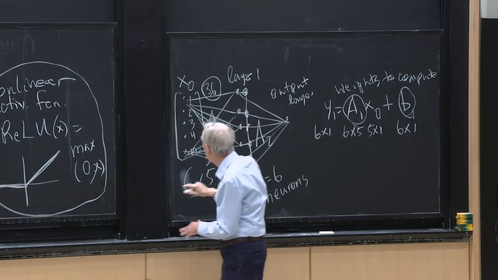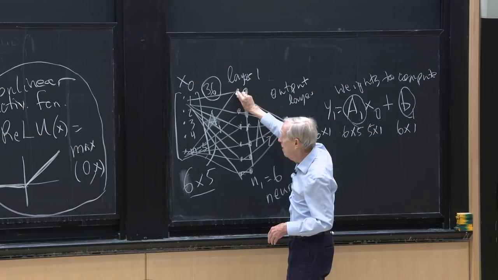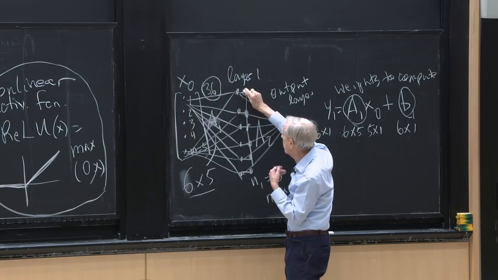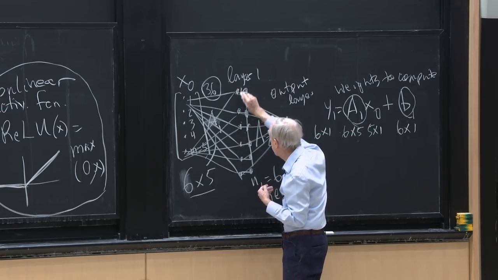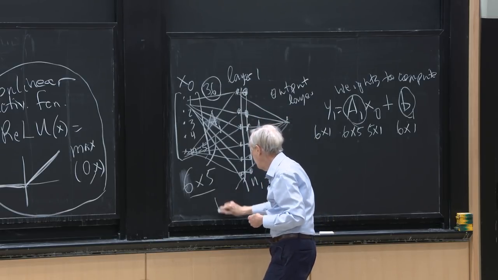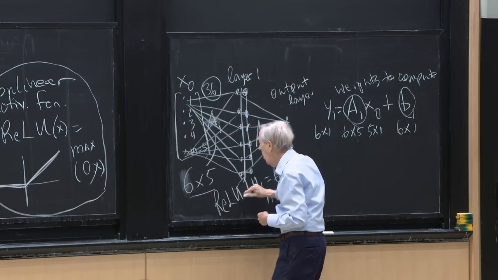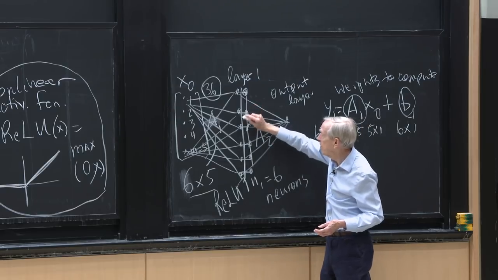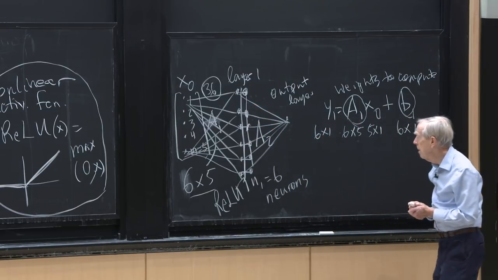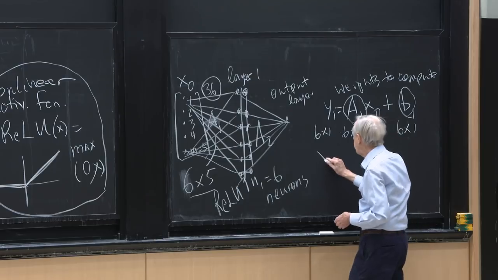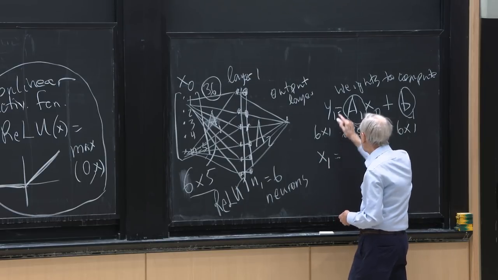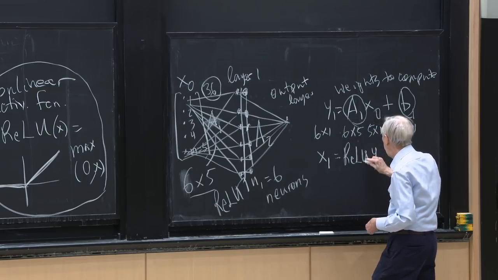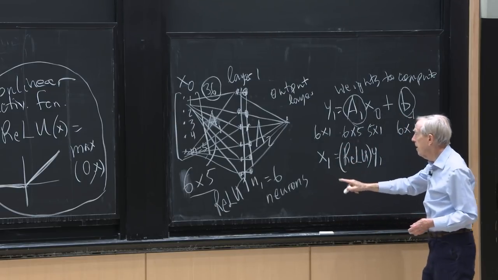So that function acts on that number to give that number back again, or to give 0. So in there is ReLU, right? In this it becomes six copies of ReLU acting on each of those 6 numbers, right? So really X1 comes from Y1 by applying ReLU to it. Then that gives the X.